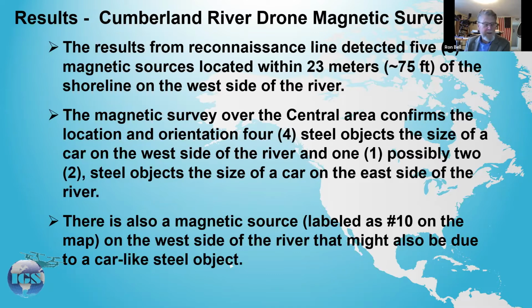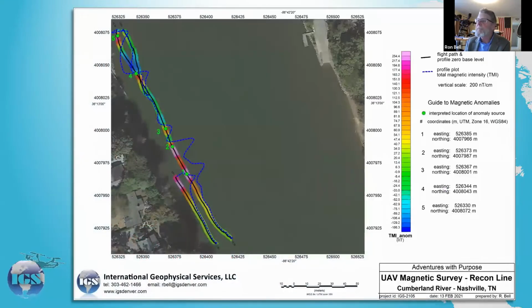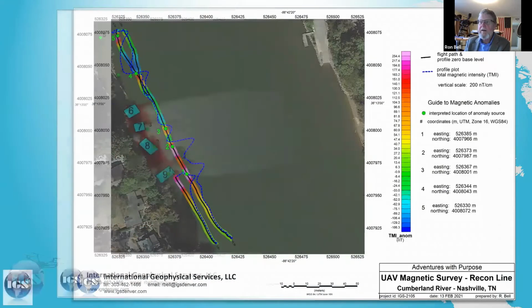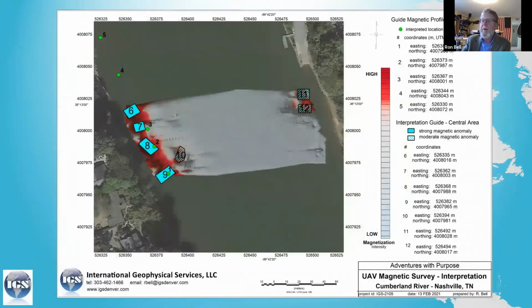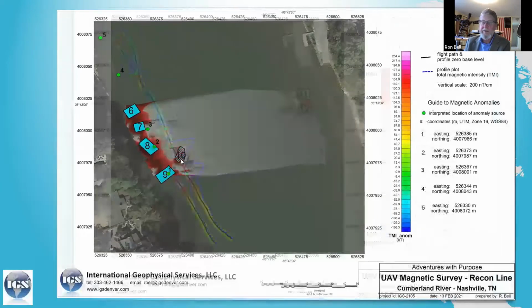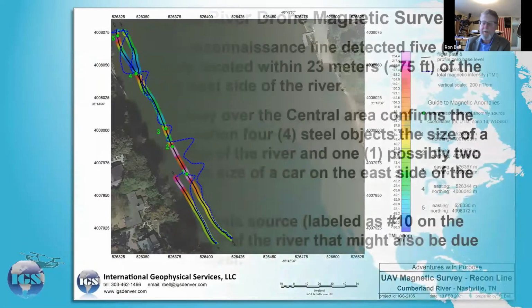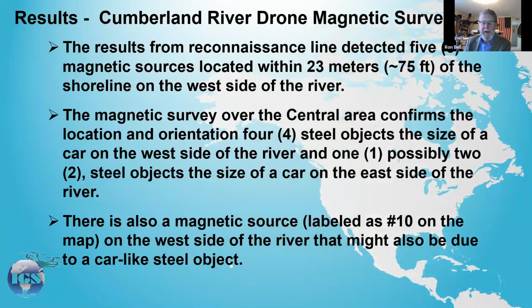Let me go back a minute and see what I got here. Let's see here. That one there is a little further out and away from the shore. But it's still in the data set, so I needed to actually identify it. It may or may not be a car.